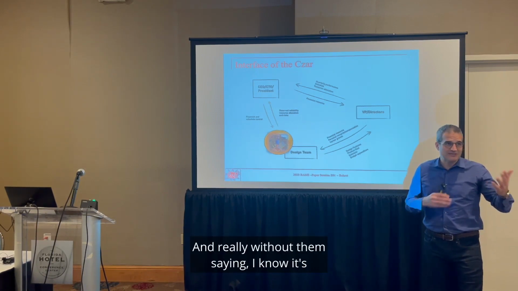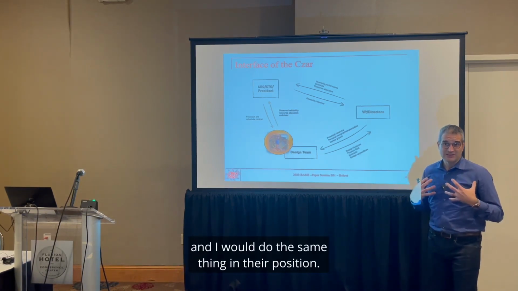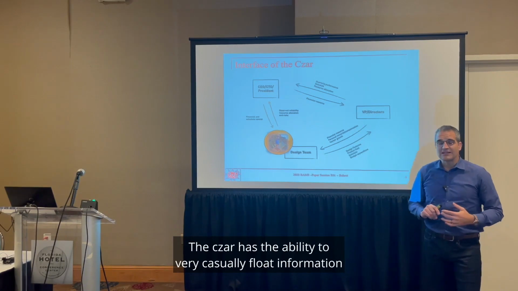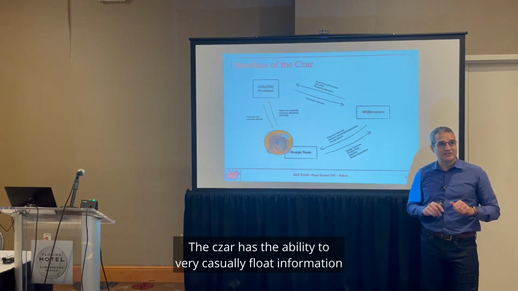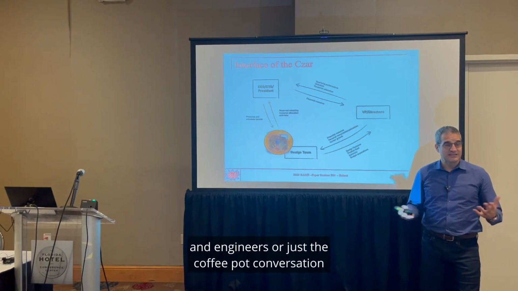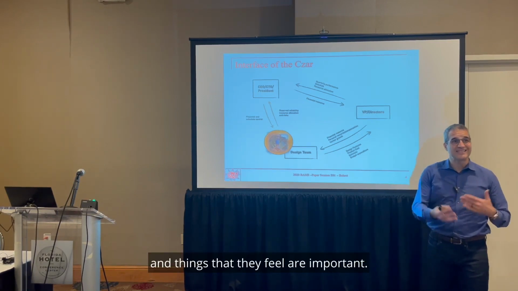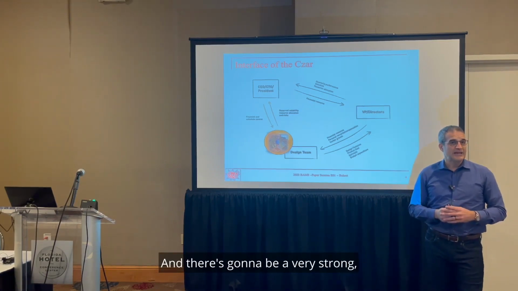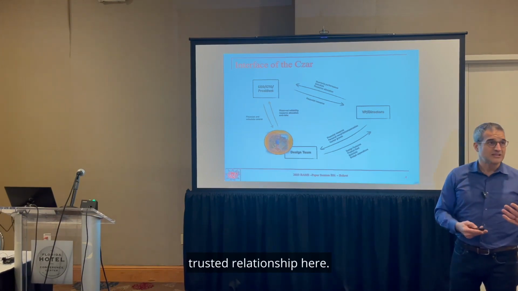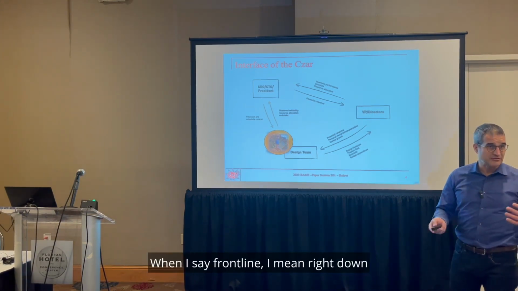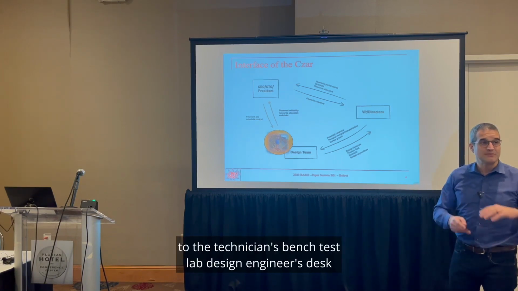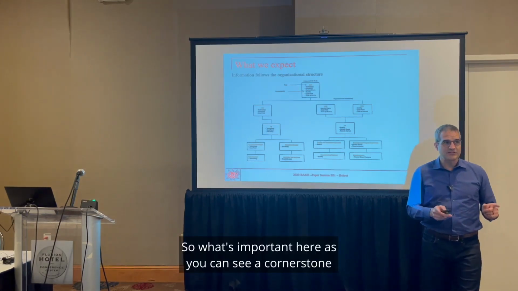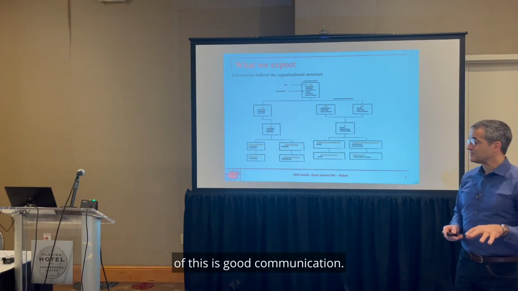And really, without them saying, I know it's because of how they're going to be measured. And I would do the same thing in their position. So the information's going to get lost. The Czar has the ability to very casually float information from maybe the front line, from technicians and engineers, or just a coffee pot conversation, and things that they feel are important, and you'll see why they're qualified to do this, to share it casually with leaders. And there's going to be a very strong, trusted relationship here, both at the front line. When I say front line, I mean right down to the technician's bench, test lab, design engineer's desk, and with leadership. So what's important here is you can see a cornerstone of this is good communication.